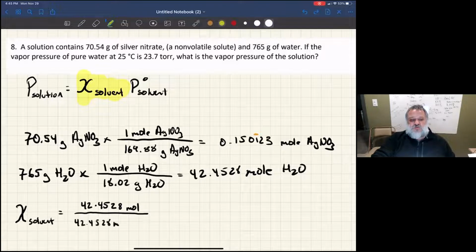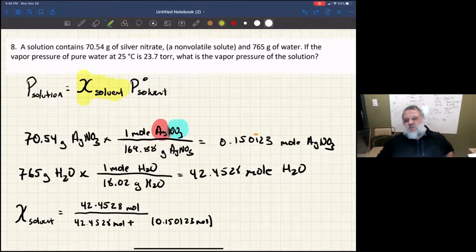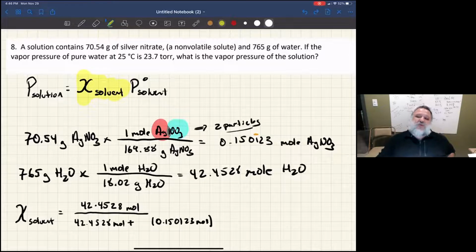Now, that's definitely the moles of the solvent, and it involves the moles of the solute, but here's that conceptual hurdle that I talked to you about earlier. Silver nitrate is an ionic compound. And because it's an ionic compound, it actually breaks up into 2 particles when you dissolve it into a solution. And so colligative properties are not about the numbers of formula units or the numbers of molecules. At its heart, it's always about the number of particles.